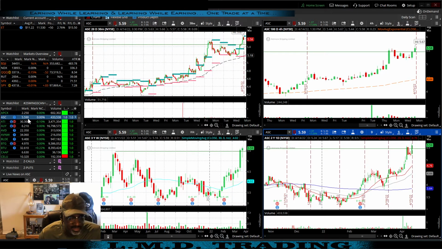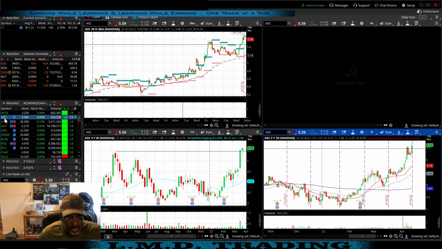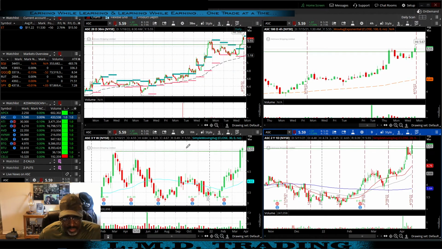Let's look at ASC. We've missed this one. So this one was in that downtrend. We got the double bottom, got a higher high, higher low. So really, we're just looking for this to pull back again too. This one looks almost identical to APCX over here on this chart, where it came right back up to this point here, but this is on a weekly chart.